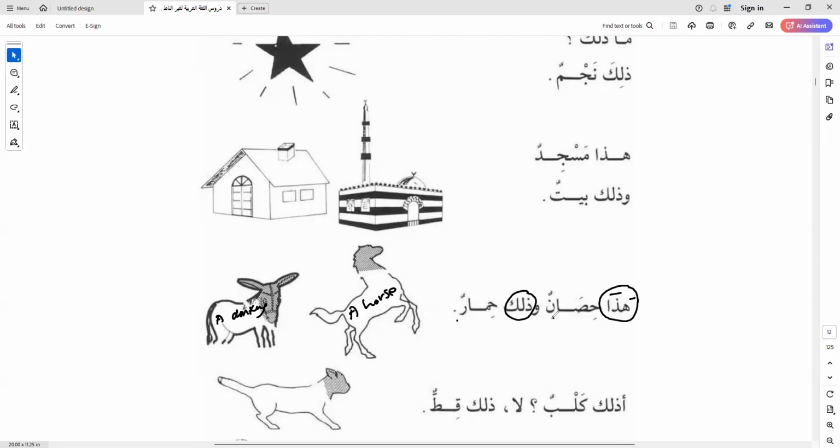This is a horse and wa, and remember, wa in Arabic means and. وذلك حمار. And that is a donkey.